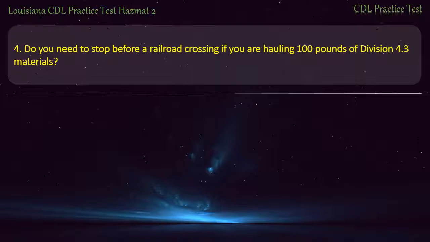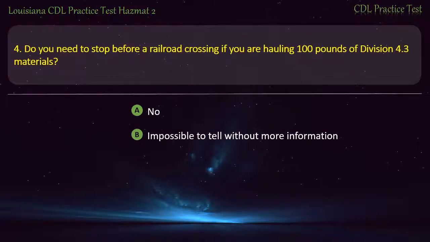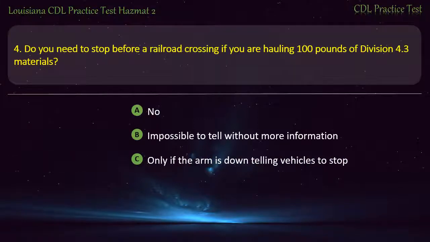Question 4. Do you need to stop before a railroad crossing if you are hauling 100 pounds of Division 4.3 materials? No. Impossible to tell without more information. Only if the arm is down telling vehicles to stop. Yes. Answer. Yes.